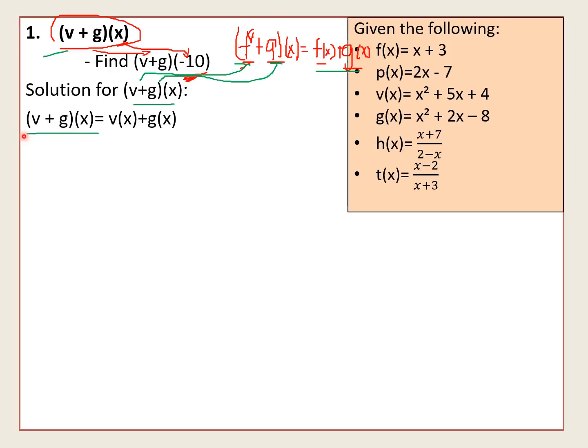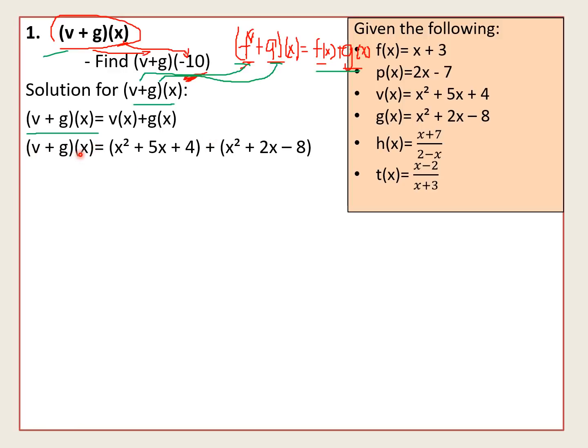Okay? So, ulitin ko lang that according to operations on functions, in terms of addition, the sum of two functions of x would always be equal to the first function added to the second function. So, after nating masulat ito, the next thing we have to do is to substitute the values from here to our given here. Okay?